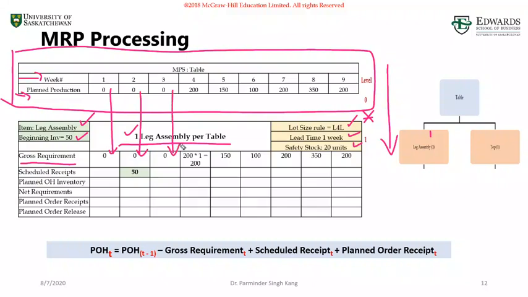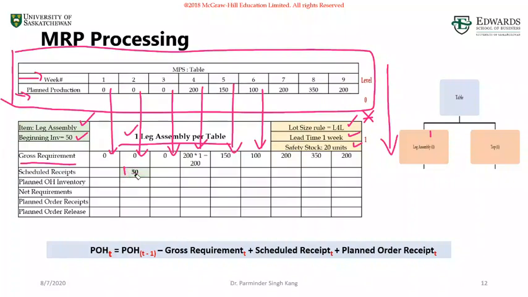In week 4, we're going to manufacture 200 tables. I know that I need 1 leg assembly for 1 table, which means I need 200 leg assemblies. That's how the demand is driven for each week for the dependent items, in this case the leg assembly. Then I have given you some additional information that we have a scheduled receipt which we'll receive in week 2, of 50 units.